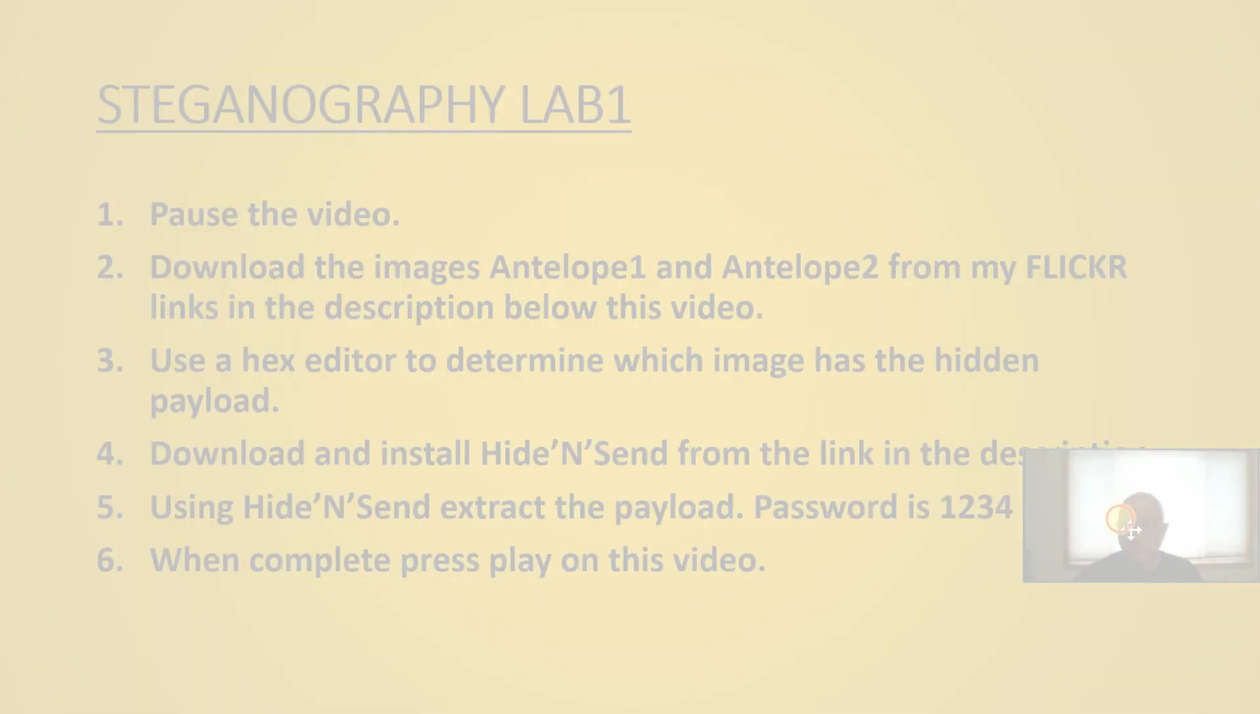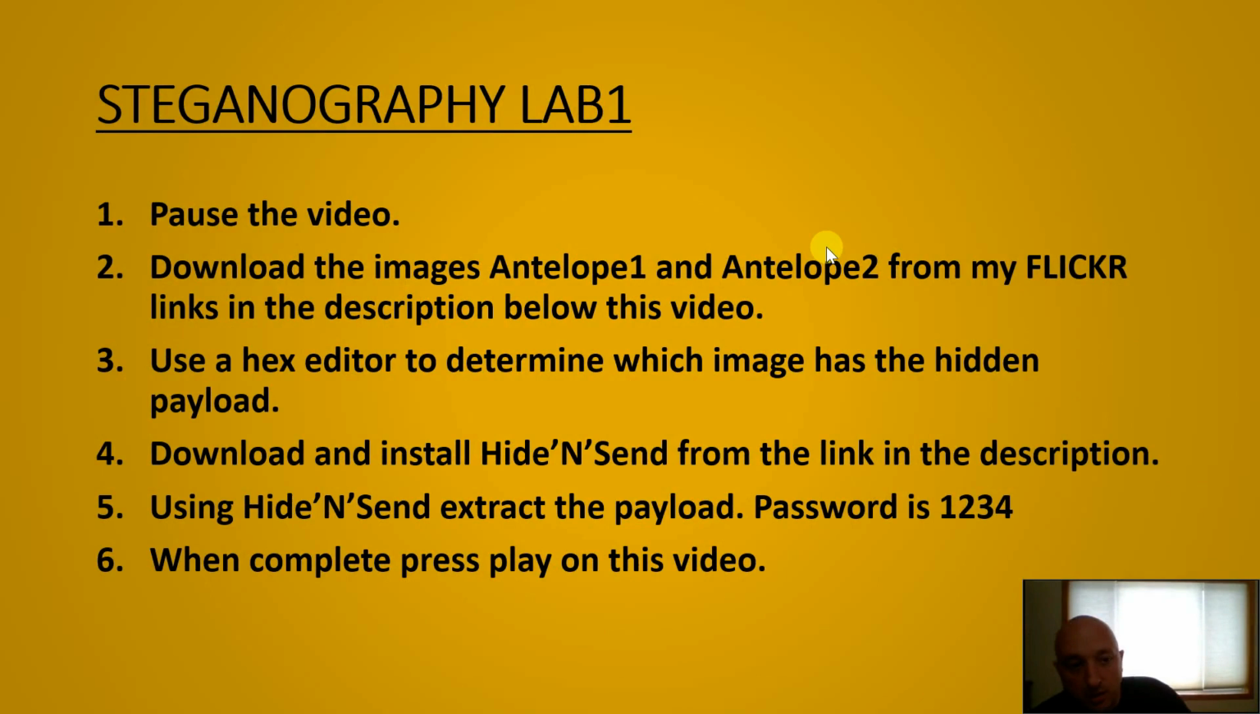Okay, now for a lab, we're going to have two different labs. For the first one, using these instructions, pause the video so that you can do this. There's a link to Flickr in the description below the video, and you're going to get the antelope 1 and antelope 2 pictures. I've already manipulated one of these pictures to have a hidden payload. The other is an original. Now I want you to download and install Hide and Seek, and you can use the HxD hex editor if you'd like, or one you already have. Then, using Hide and Seek, first determine which one has the payload, and then extract it using the password 1234. When you're completed, press play on the video and continue on to the second lab.